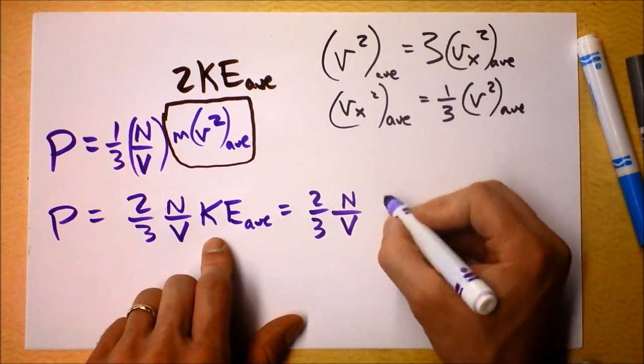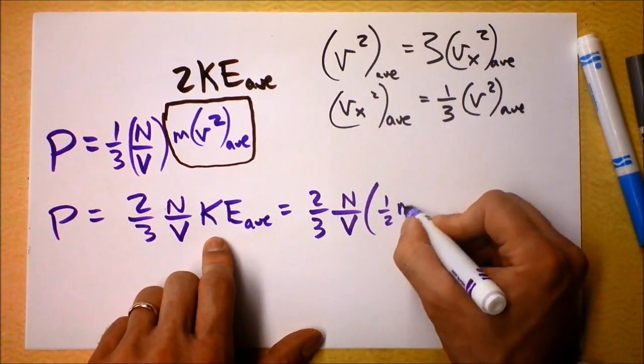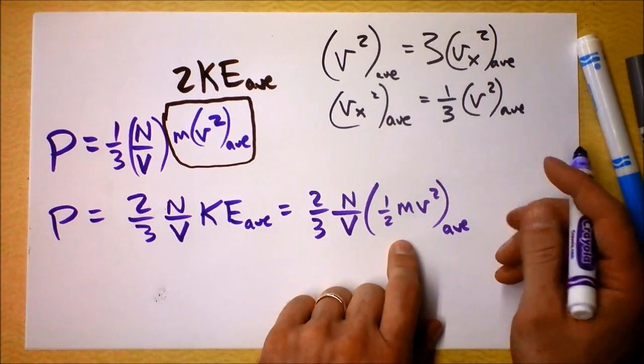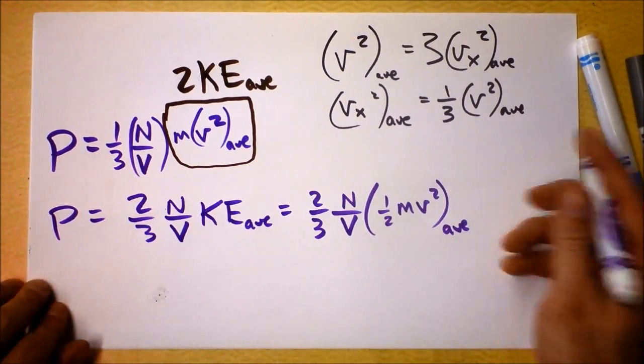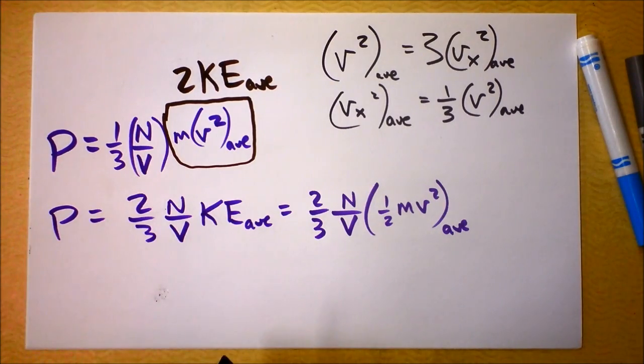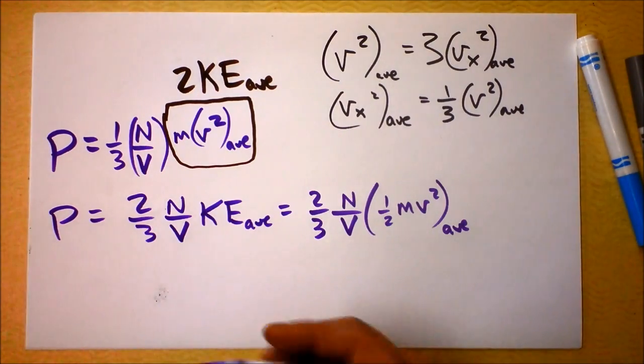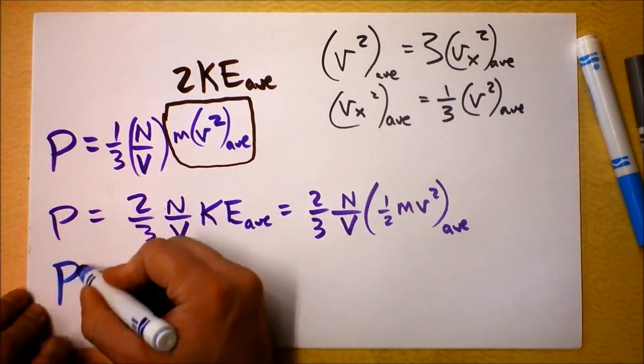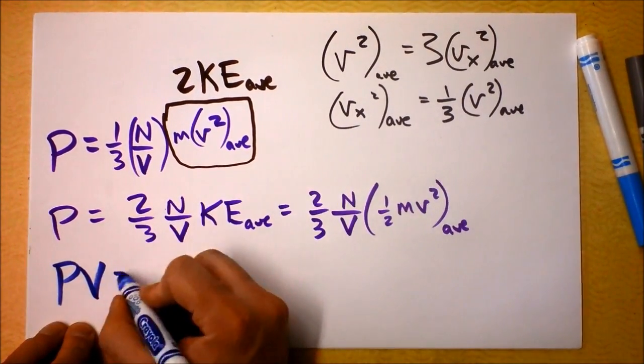I'm motivating this dividing by 2. Now I'm going to say 1/2 mv square, and I'm going to say that that's our average kinetic energy. Okay, and then I can, oh dang! Remember that pressure times volume has units of energy? I'm going to look back at this pressure times volume thing. We're getting very close to a final realization here.